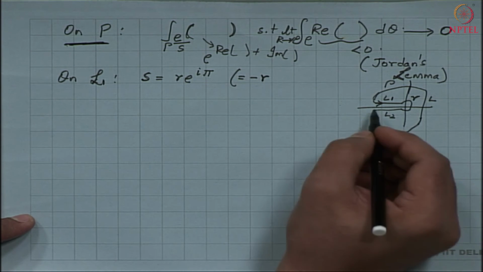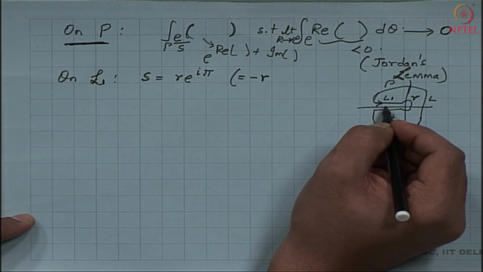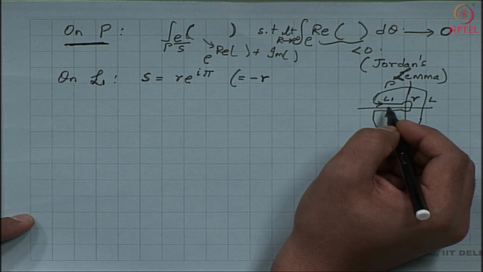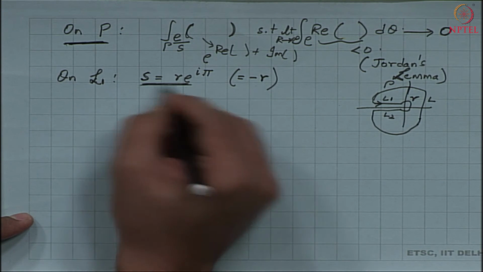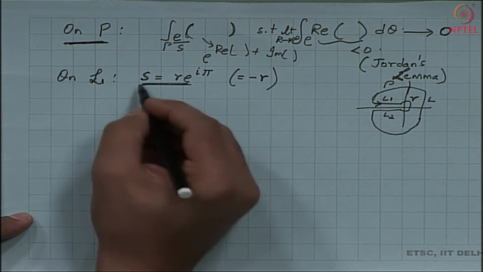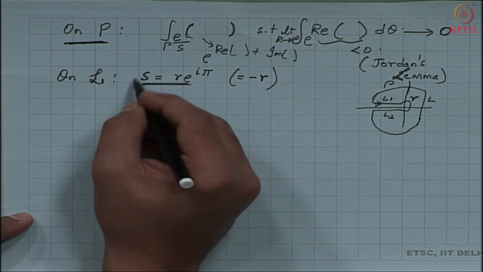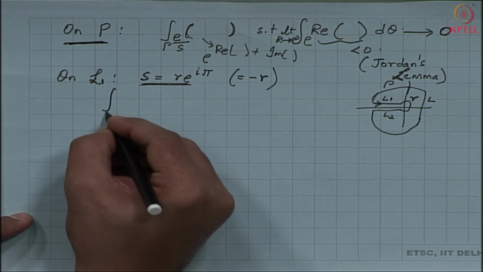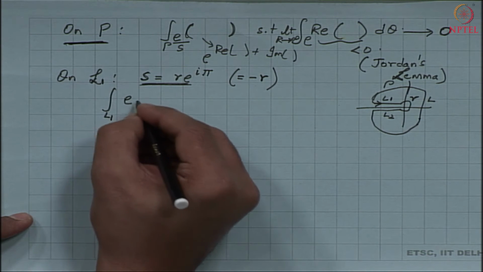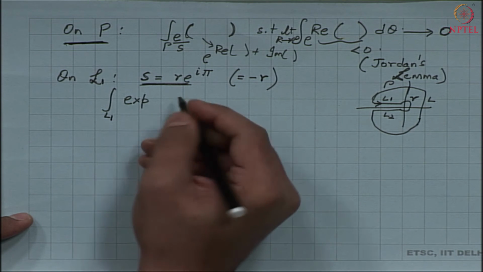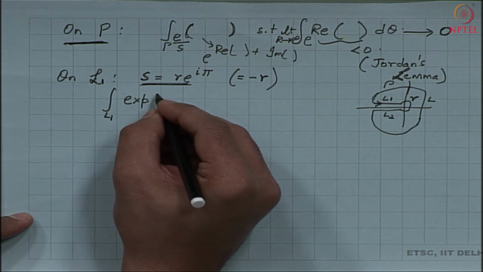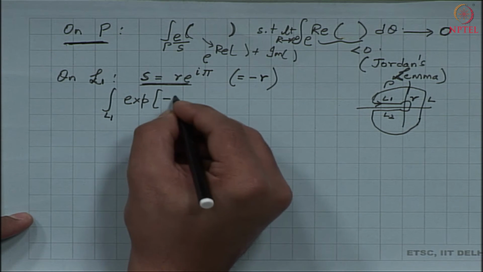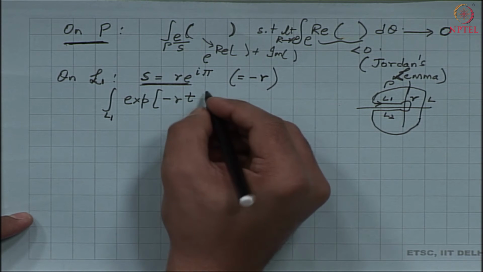So, s is actually a negative number here, but s is in general a complex variable. By choosing this substitution, it will help us to take the square root properly. Now, notice that my integral over L1 becomes e to the power s times t, where s is negative r. So, I get e to the power negative r t.